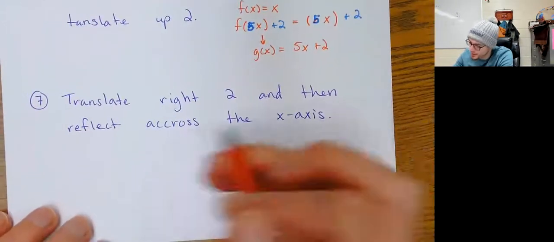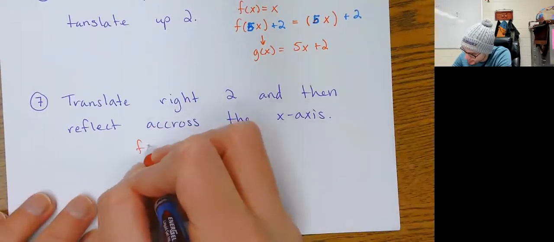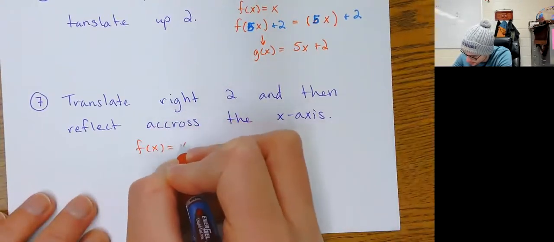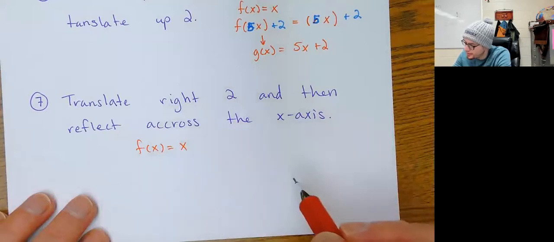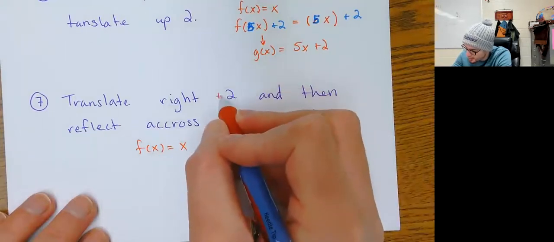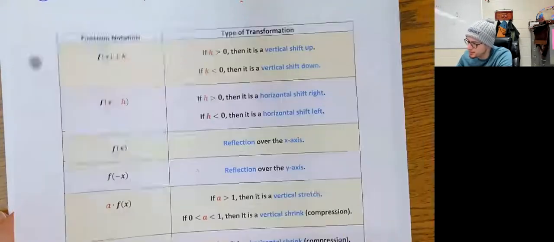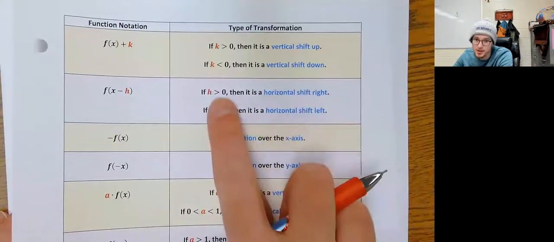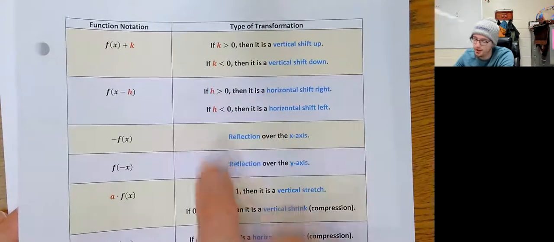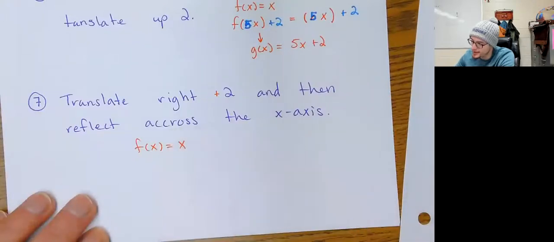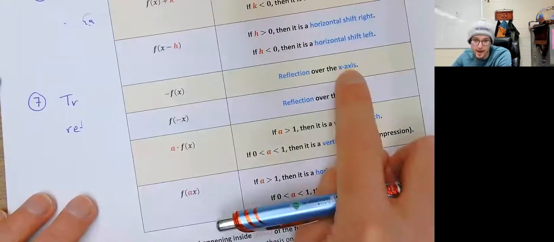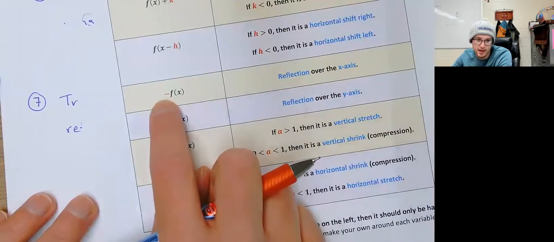All right, translate right. Okay, so first off, we got f of x equals x. Translate right 2, so when we're going to the right, that means positive. So translate to the right means h is greater than 0, so we're going to subtract off positive 2. And then reflection in the x-axis. X-axis means we're going to multiply the entire function by a negative.